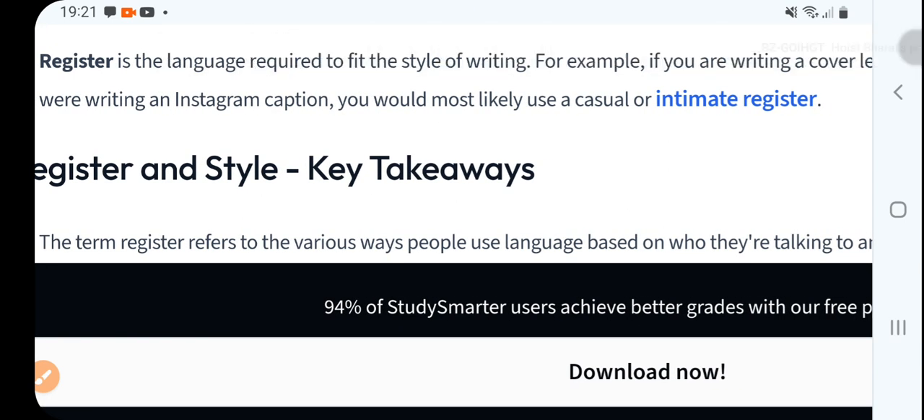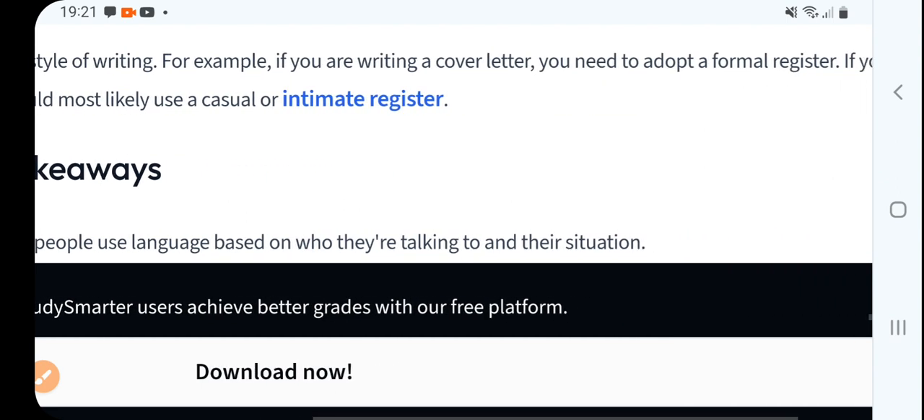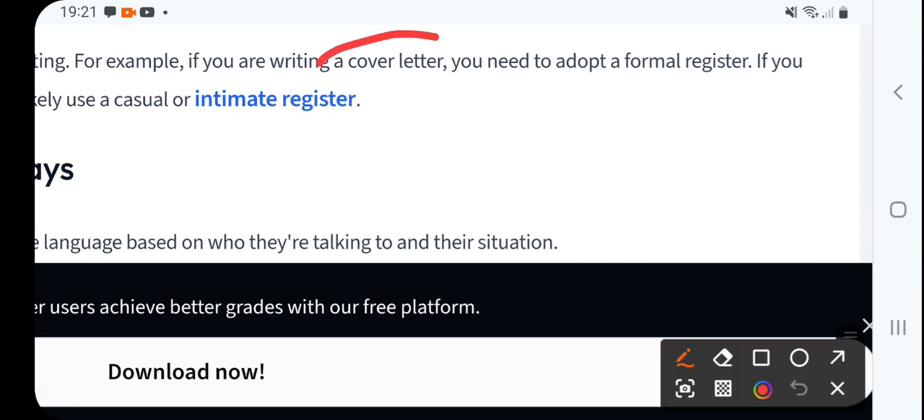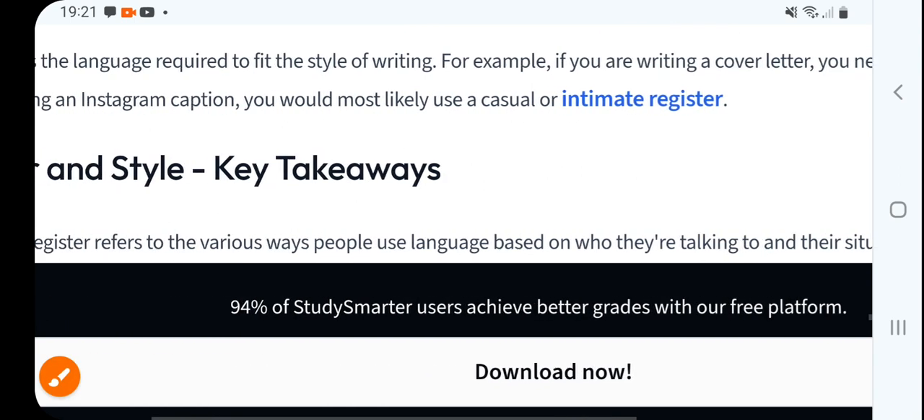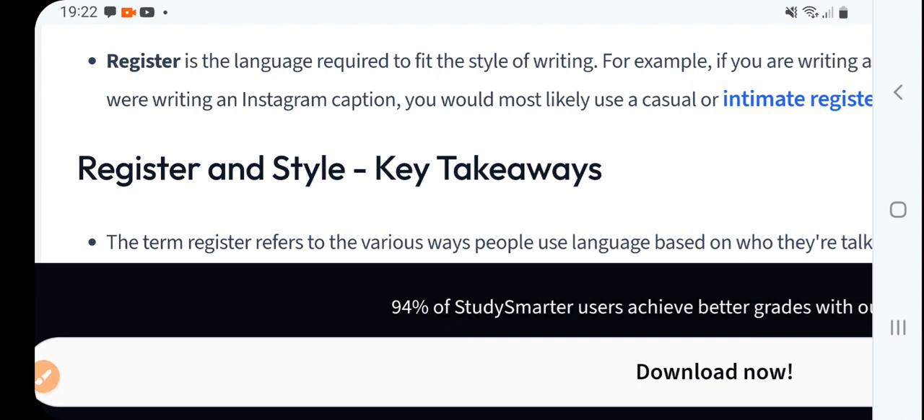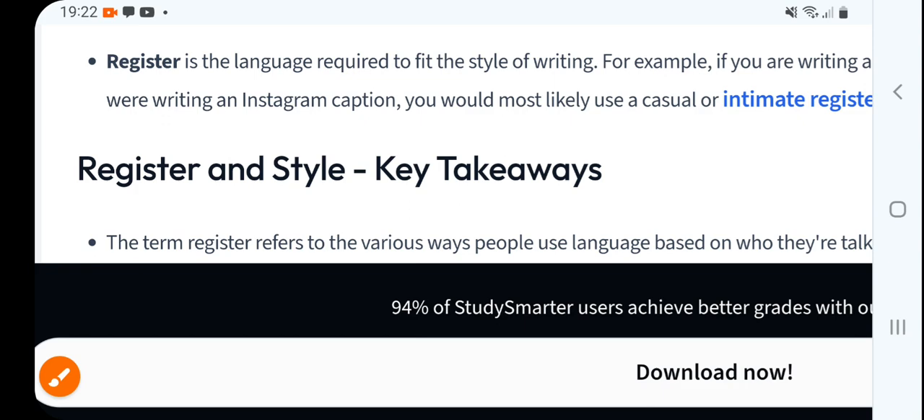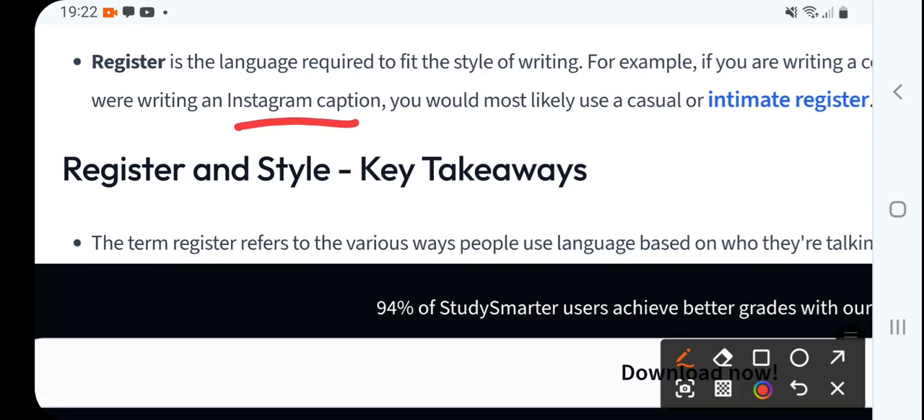For example, if you are writing a cover letter, you need to adopt a formal register, of course. For a cover letter, you need to take a formal register, right? If you were writing an Instagram caption, you would most likely use a casual or intimate register for Instagram, right?